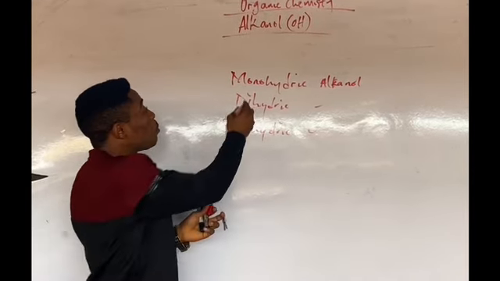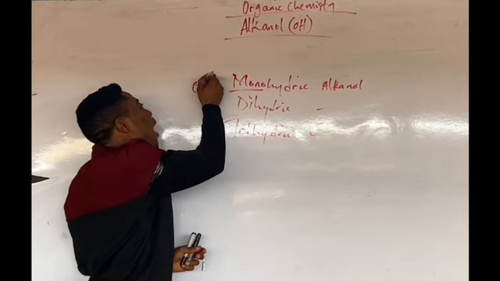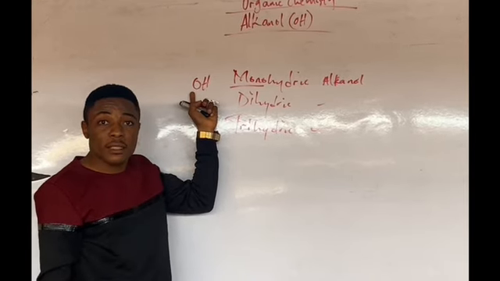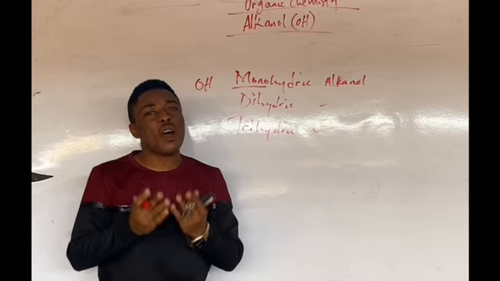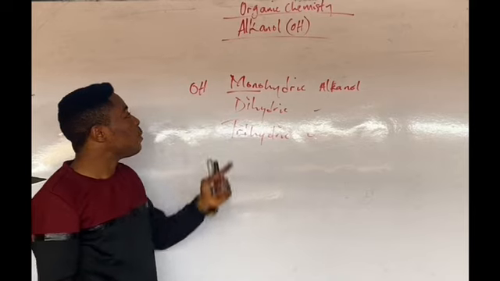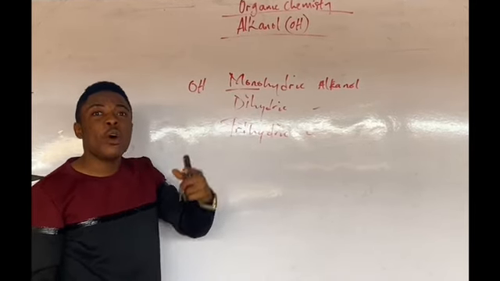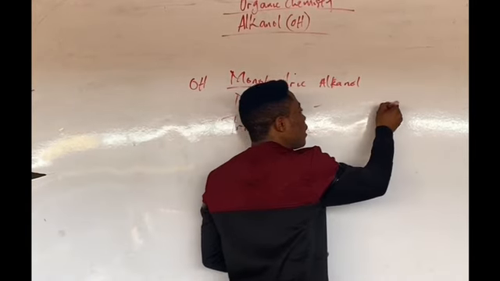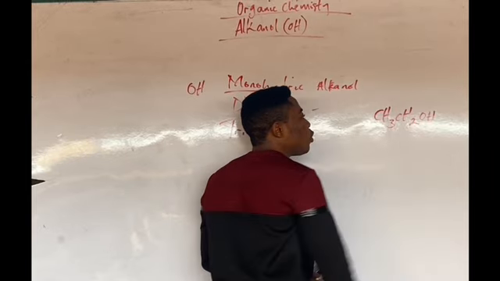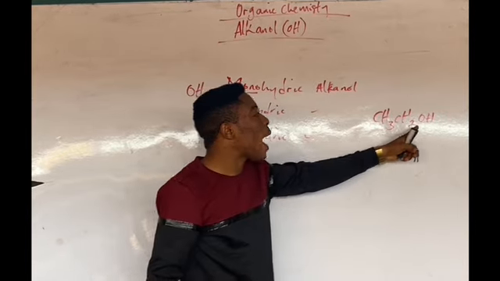Now class, what is monohydric alkanol? As the name implies, mono simply means one. So the number of hydroxy groups present dictates the kind of alkanol it is. If we have one hydroxy group present here, it means this alkanol is a monohydric alkanol. An example is ethanol. If we have something like this, CH3, CH2, the hydroxy OH, now class, this compound is a monohydric alkanol.